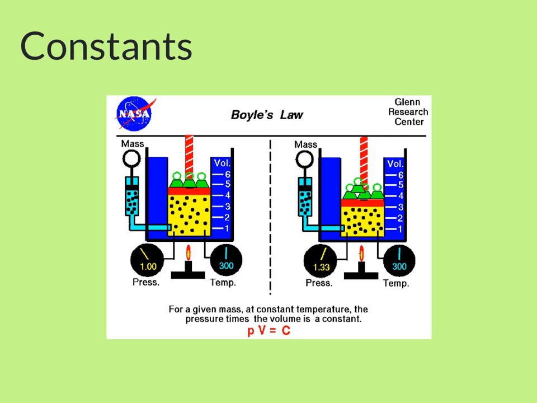The constants in Boyle's law are the temperature and the amount of gas, or the mass. Notice in this example that the temperature doesn't change. It stays steady at 300 Kelvin, and the number of particles inside the container does not change. So we still have the same number of gas particles, but when we decrease the volume, we've increased the pressure because that same number of particles is having more collisions. So again, in Boyle's law, the constants are going to be temperature and amount of gas.